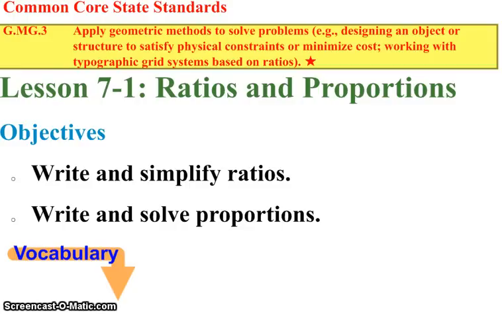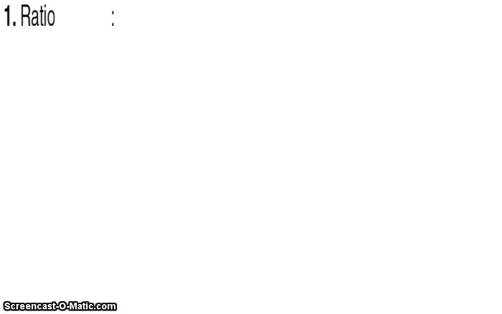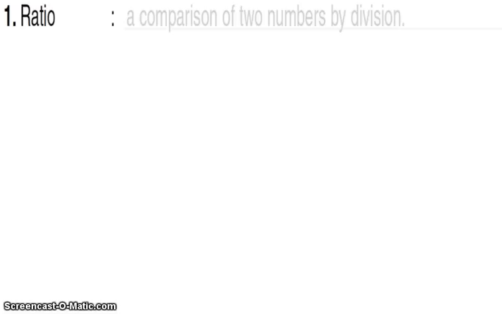In this section, we're going to be looking at ratios and proportions. Our objectives are to write and simplify ratios and to write and solve proportions. Our first definition is ratio. It's a comparison of two numbers by division.